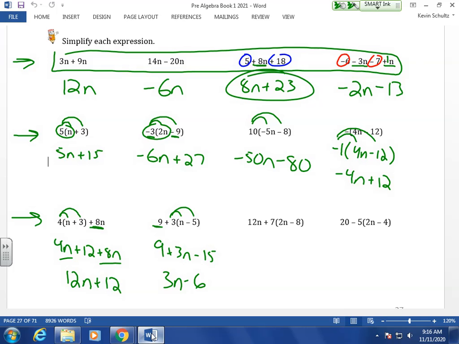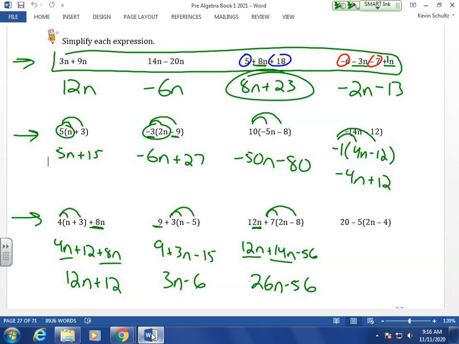Next one, kind of like the first one, only our n term is out in front this time, not behind the parentheses. Doesn't change anything. It's not part of what's happening here. We're distributing in that positive 7. So the 12n comes down. 7 times 2 is 14n. And 7 times negative 8, negative 56. We can combine like terms with the 12n and the 14n. Total, that's 26n minus 56.